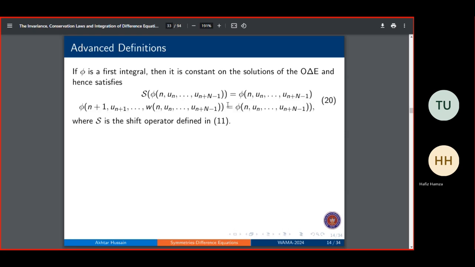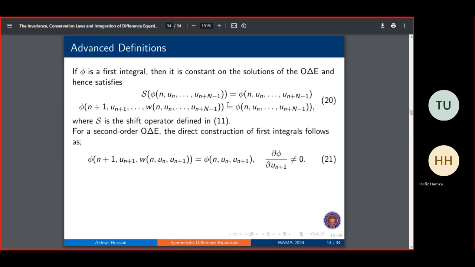Now we define the first integral. The first integral must be invariant under the action of the operator. That is, we apply the operator on this, and it remains the same in the form of argument. This definition is given in 20, and next we define a methodology to construct first integrals for the second order difference equation.